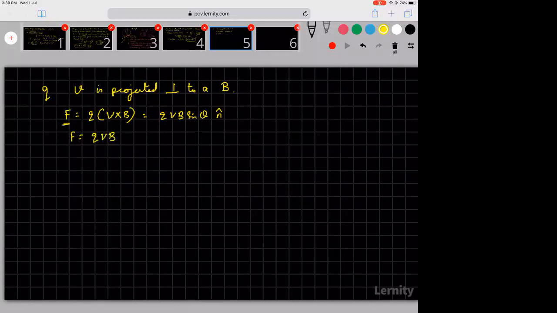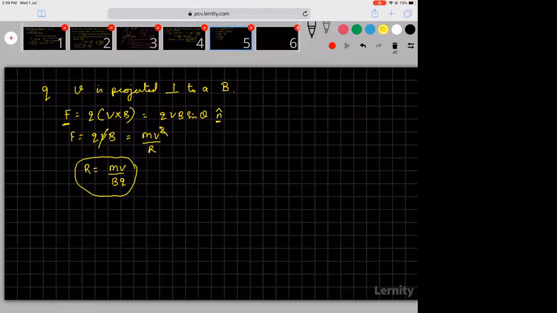Now this force is perpendicular to v and B. So this becomes equal to the centripetal force. So I can cancel v here, and I can say r is equal to mv by Bq. So the radius depends upon the velocity. So r is equal to mv by Bq.